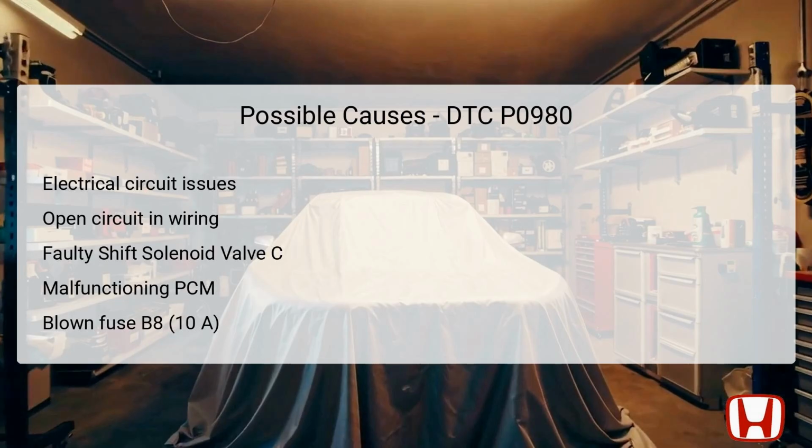If the PCM malfunctions, it may not send the correct signals, resulting in operational failures. Additionally, if the B8 fuse, rated at 10A and located in the underdash fuse relay box, is blown, it can immediately trigger this error code, necessitating its replacement or further investigation into possible short circuits.